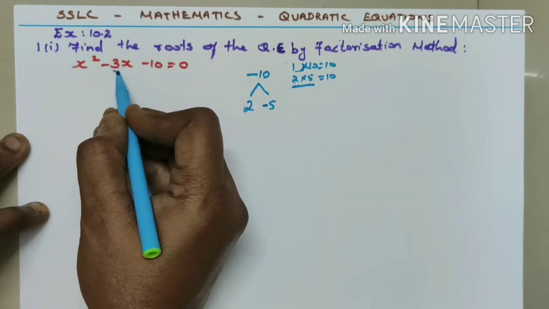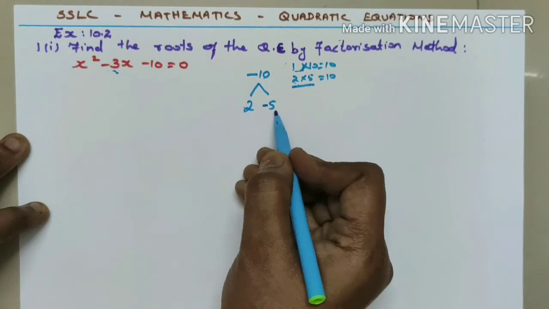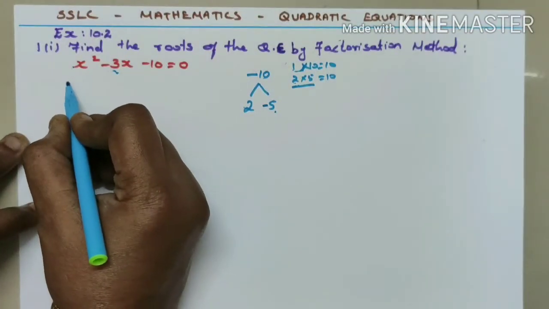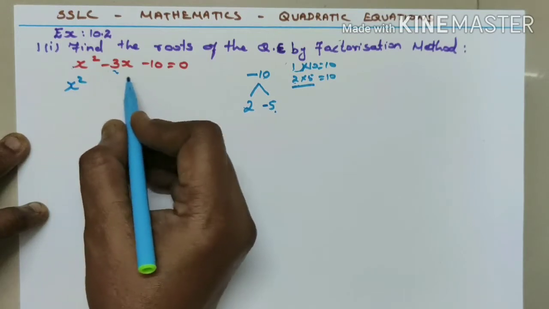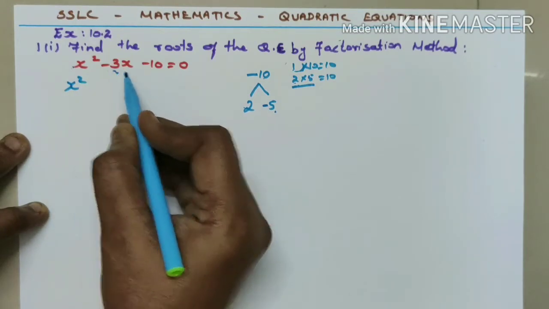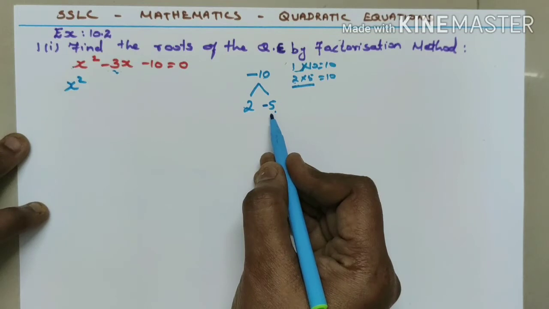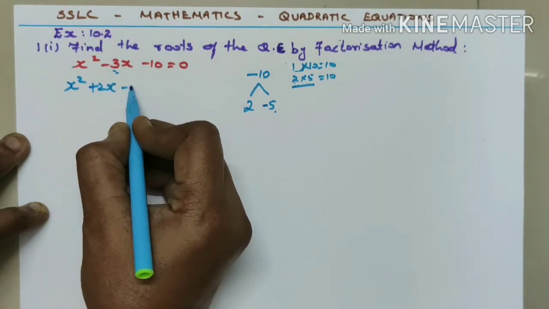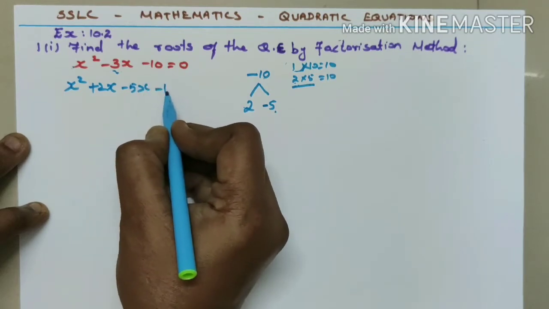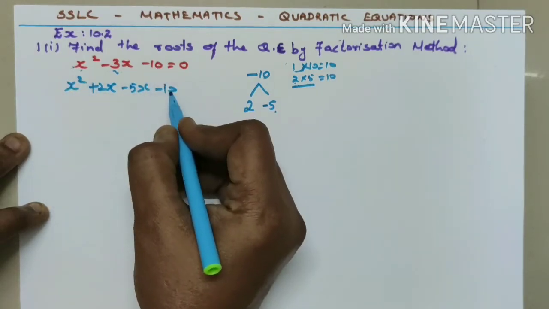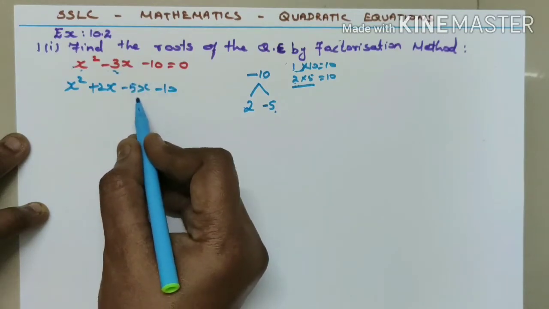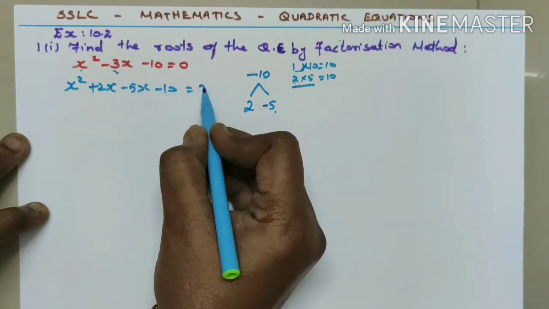See here, you have the same number. That means these two are the factors we should consider. So how to do it? First write the first term as it is. Instead of this minus 3x, we should write plus 2x minus 5x. So x square plus 2x minus 5x minus 10. These two terms stay as they are. Only instead of minus 3x, you should write 2x minus 5x, is equal to 0.